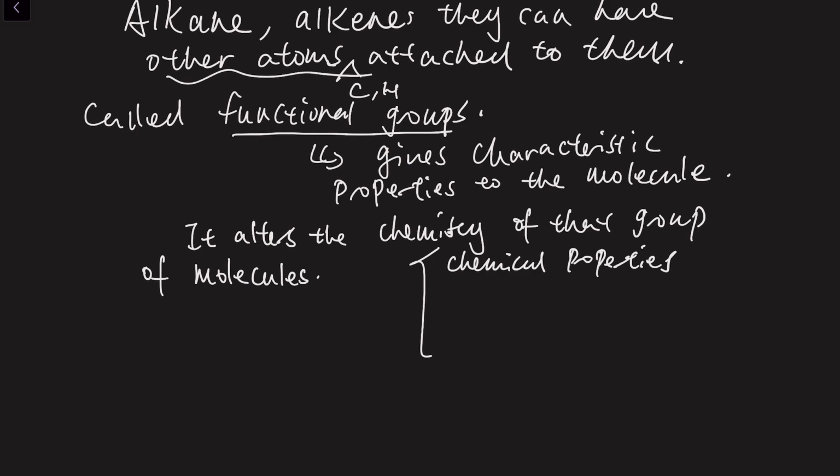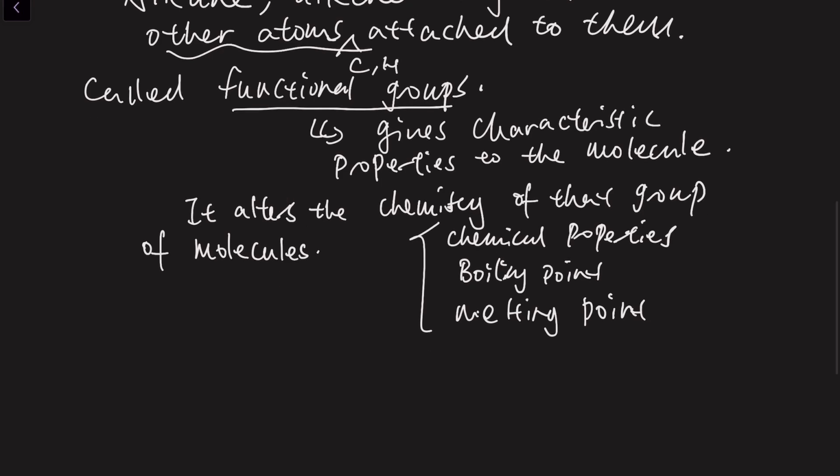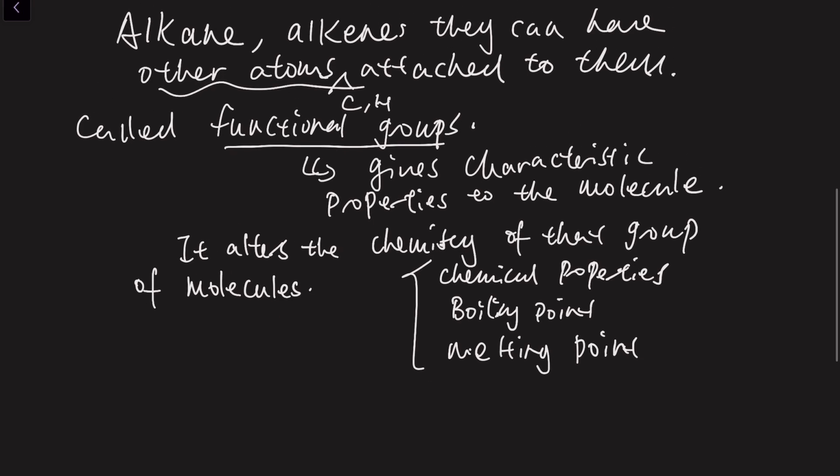Whether they will react with certain species, the ability for them to be oxidized, but also physical properties such as boiling point and melting point. Because usually if you have different atoms, such as oxygen, which is very electronegative, you will actually create polar regions. And so this would cause an increase in melting point and boiling point. So that's why functional groups are important, and that's the reason why we are studying them, because they play a very important role in chemical reactions.